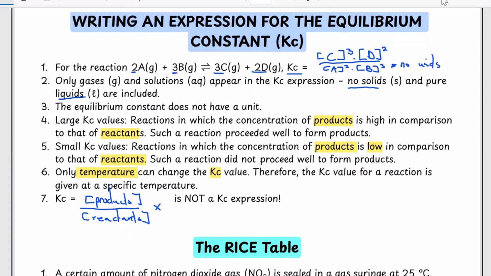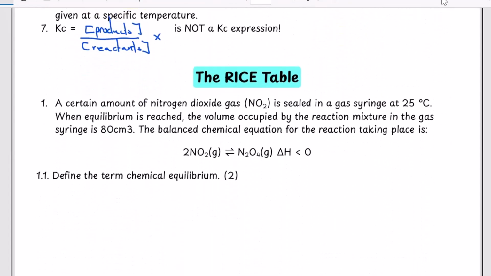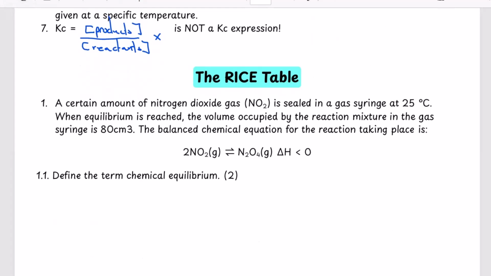Then we're going to proceed and look at the rise table. Okay, so here we're given a question. It says a certain amount of nitrogen dioxide gas, which is our NO2, is sealed in a syringe at 25 degrees Celsius. So you can see we're given a specific temperature. And again, this is a closed environment, it actually says sealed. When the equilibrium is reached, the volume occupied by the reaction mixture in the gas syringe is 80 cubic centimeters.